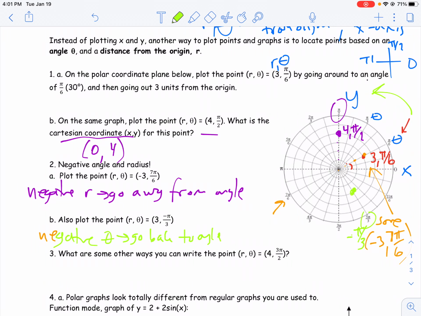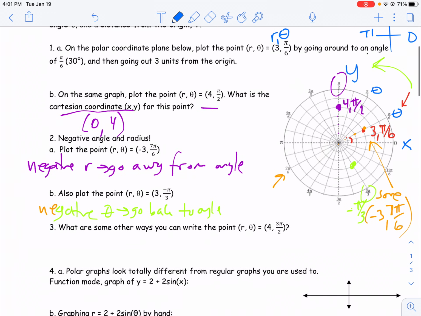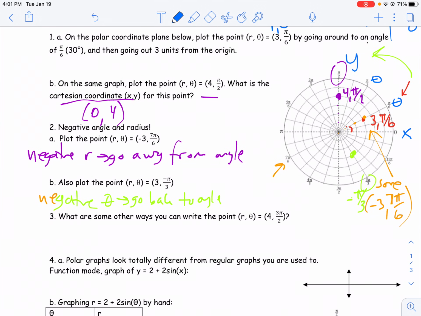Okay, so let's talk about some other ways that you can write the point 4 comma 3 pi over 2. Let's think about what this represents. And again, this is something that makes polar a little confusing from time to time: you can represent a point in different ways. So when we have 4, 3 pi over 2, that's saying, okay, let's go around to 3 pi over 2, because here's pi, here's 3 pi over 2, and then let's go out 4 to that point.